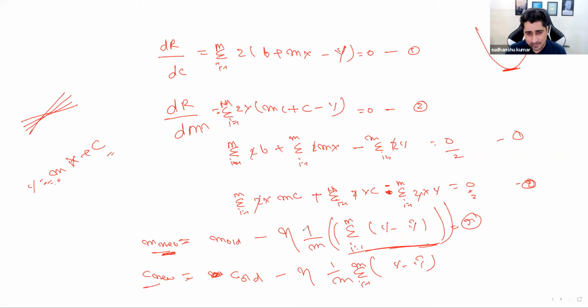Now if I have to replace this entire thing, in a simple way I can write m new is nothing but m old minus eta into delta of E with respect to m, and c new is nothing but c old minus eta into delta of E with respect to c. So this is how I will be able to write it down.